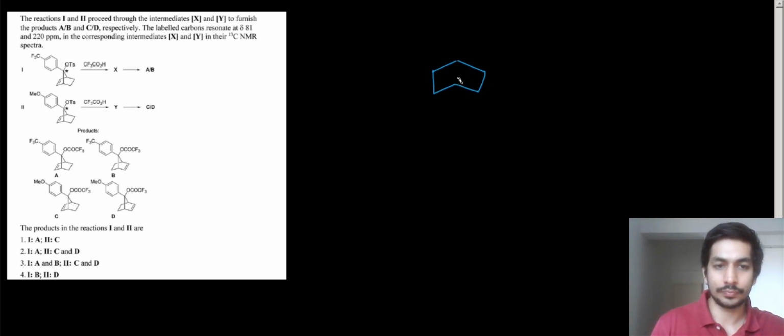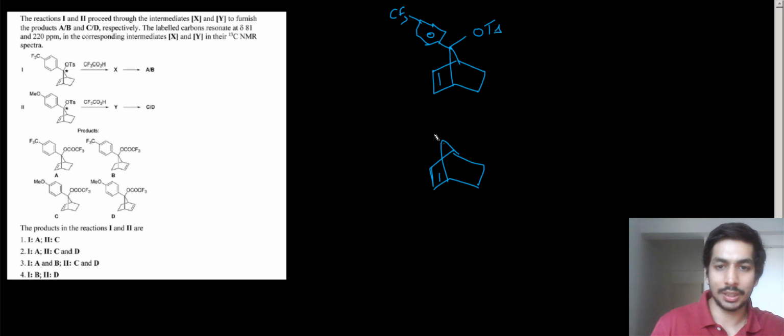So basically, in one case we have this OTs group present over here, right? There are some hints given in the question also with which you can solve it, but I'm just going to tell you the mechanism over here. In one case we have a CF3 group over here, right? And in the other case, what do we have? In the other case we have an OMe group.